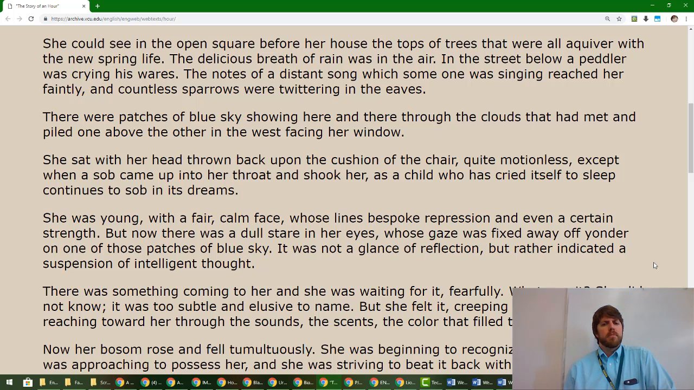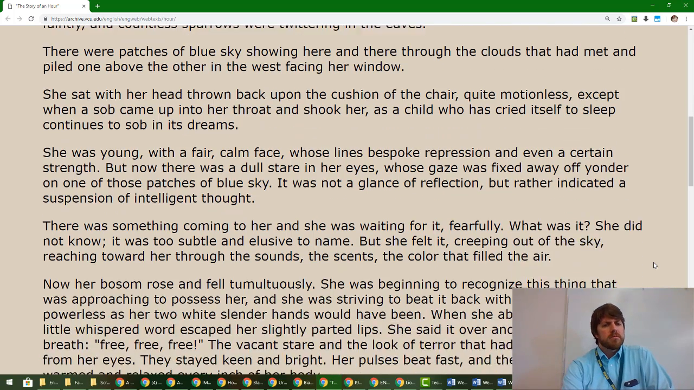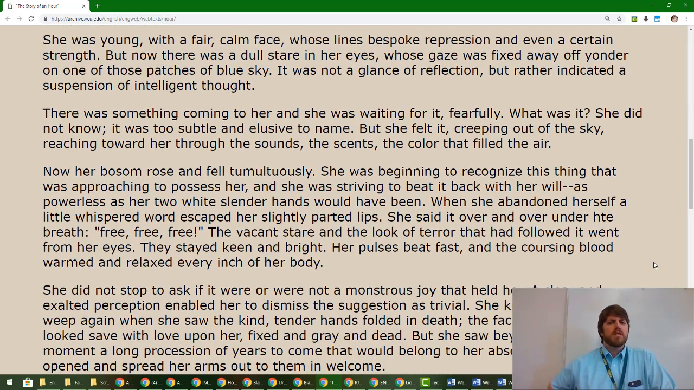She sat with her head thrown back upon the cushion of the chair, quite motionless, except when a sob came into her throat and shook her, as a child who has cried itself to sleep continues to sob in its dreams. She was young, with a fair, calm face, whose lines bespoke repression and even a certain strength. But now there was a dull stare in her eyes, whose gaze was fixed away off yonder on one of those patches of blue sky.